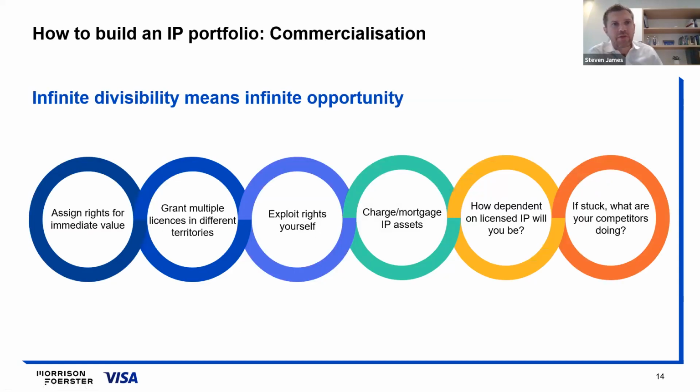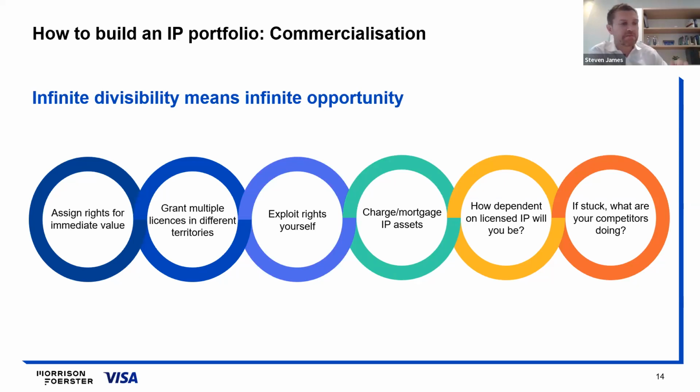And then the key with IP is to commercialize that IP. And you can do that in a number of different ways. You may choose to outright assign or transfer the rights that you created to a third party and immediately realize that value. You may also choose, which is very common, to license the IP rights that you own to third parties who are in a better position to exploit your rights in other territories in return for a royalty. And you can split IP up and license it in multiple different ways.